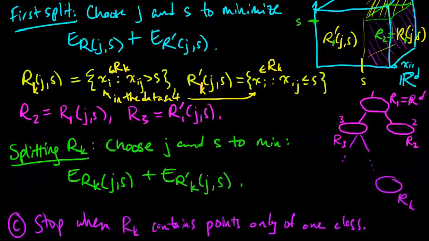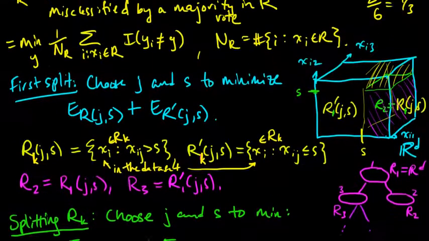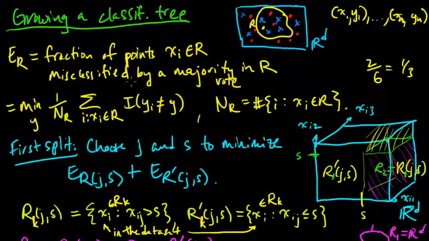So this defines a procedure for building a classification tree, and it can be generalized. We use the misclassification error here, but this can be generalized to use other quantities to minimize. One would be the entropy. I haven't defined entropy, but another possibility which people often use, and which may give better performance, is to use the entropy, or another possibility is to use what's called the Gini index.